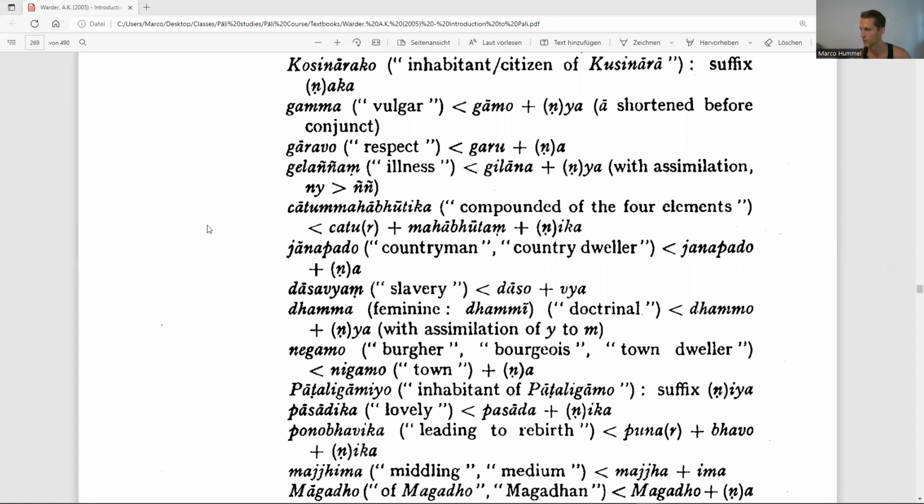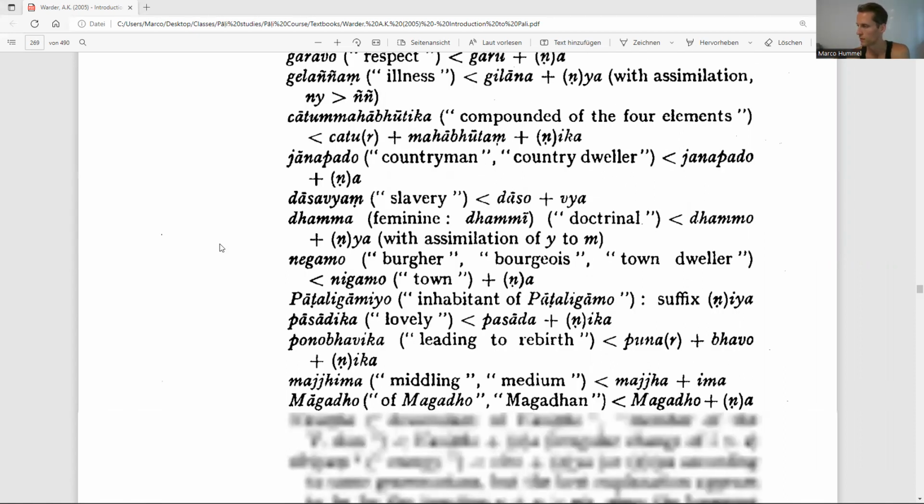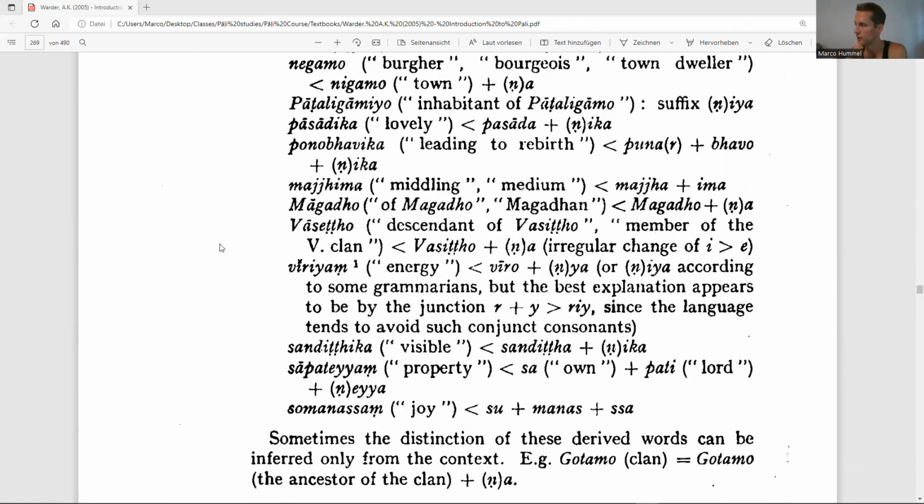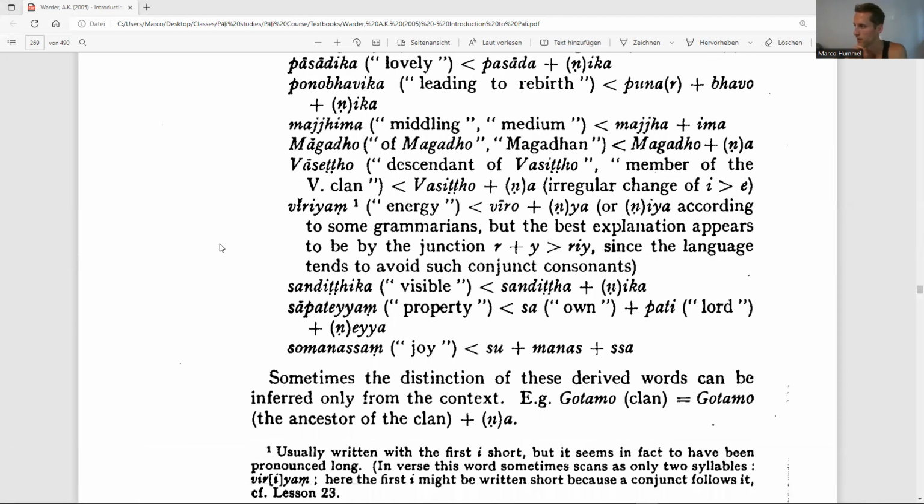Nigamo, town plus na gives us negamo, I think burger or bourgeois, so meaning a town dweller. Partaligamo plus nia gives us partaligamio. Pasada plus nika gives us pasadico, pasadika, lovely. Punar plus bavo plus nika gives us bono bavika, leading to rebirth. Matcha plus ima, machima, middling or medium. Magado plus na gives magado, of magado or magadon.